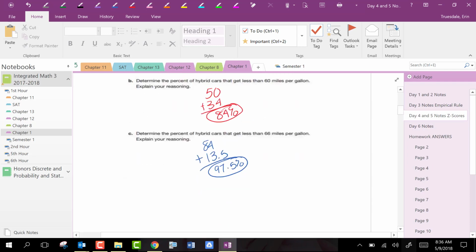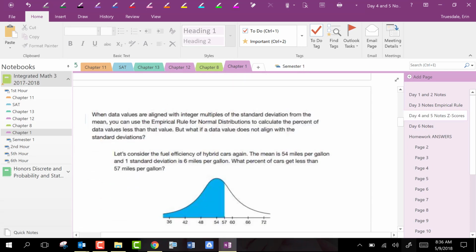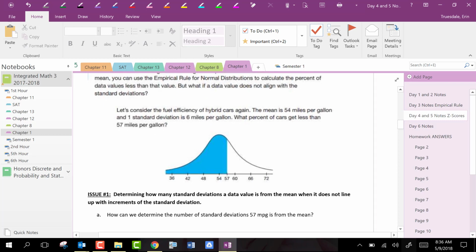Okay, flip it over. So when data values are aligned with integer multiples, so it's an exact number of standard deviations away from the mean, you can use the empirical rule like we were yesterday and like we just did to calculate the percent of data values less than that value. But what if a data value is not aligned exactly with a whole standard deviation? Let's consider that same problem with the hybrid cars. The mean is 54 and the standard deviation is 6. What percent of the cars gets less than 57 miles per gallon?